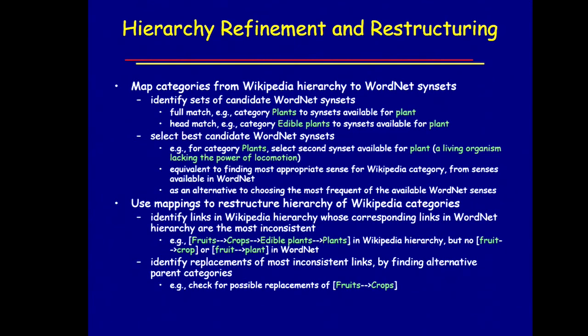This is just an example of how things actually work. Look for inconsistencies between the Wikipedia hierarchy derived from the category network and the WordNet hierarchy. For example, in the Wikipedia hierarchy, you could have something like fruits, crops, edible plants, plants. But then in WordNet, you may not have anything like this. You have neither fruit crop, nor fruit plant. And then what do you do in this case?